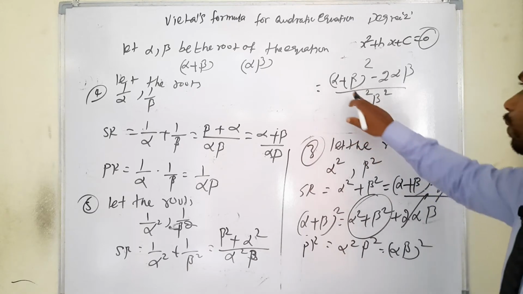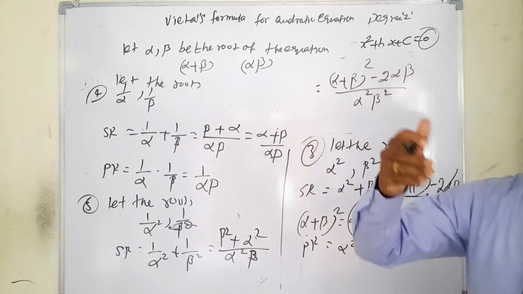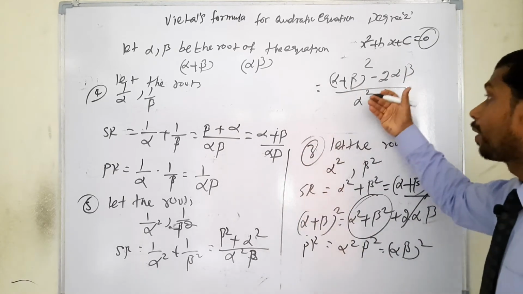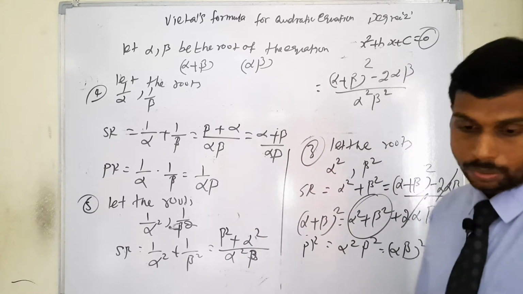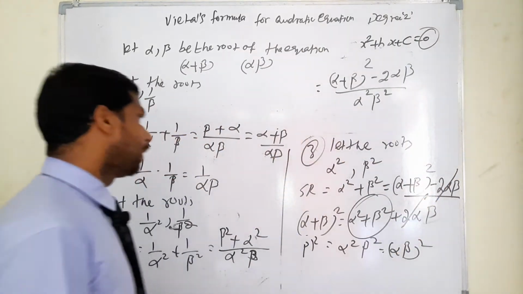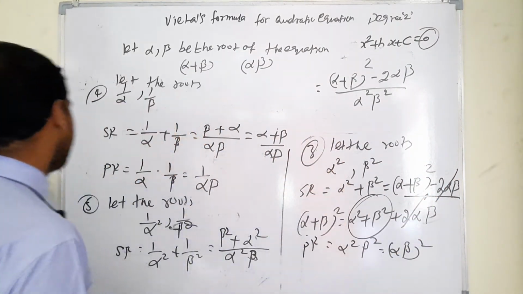Now instead of alpha plus beta we can apply the given value of the sum of the roots, as well as the product of the roots instead of alpha beta. This is also one example. Then another example: the cube. There was alpha square before; now I am moving to the cube.